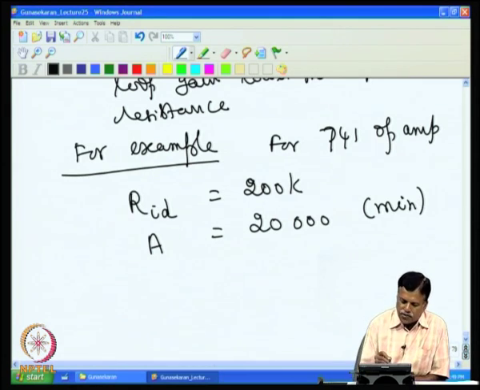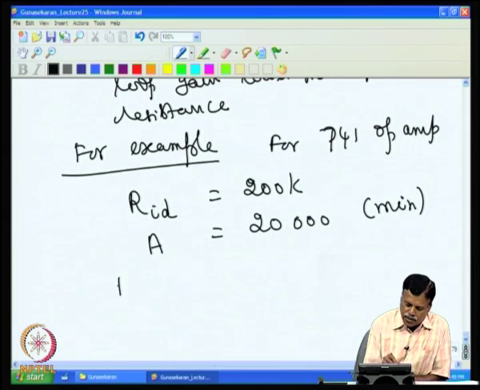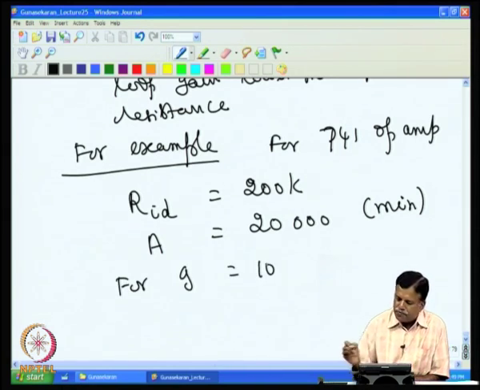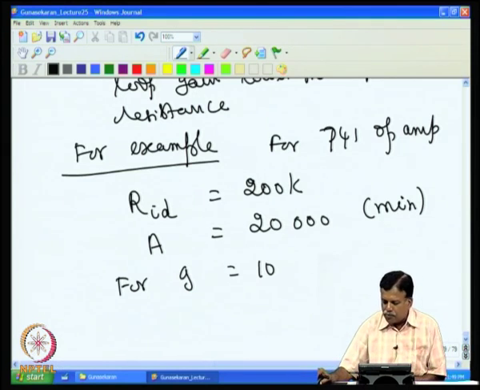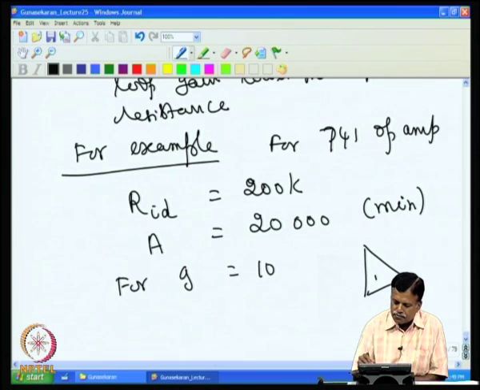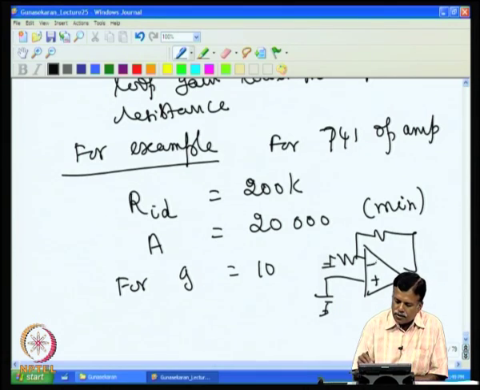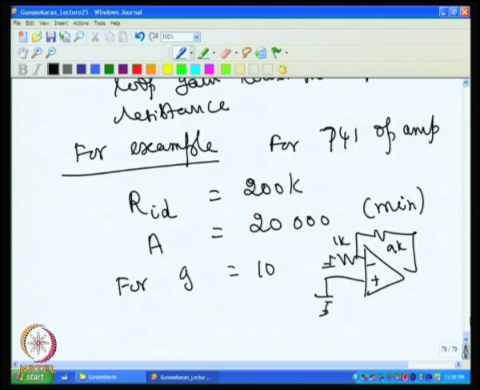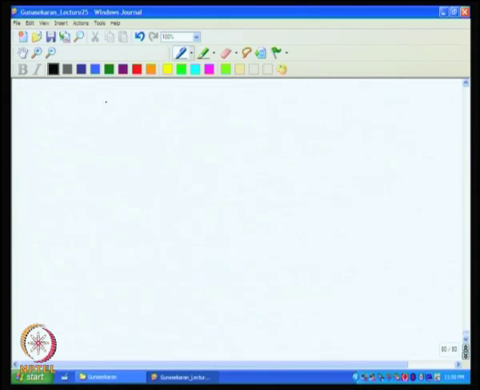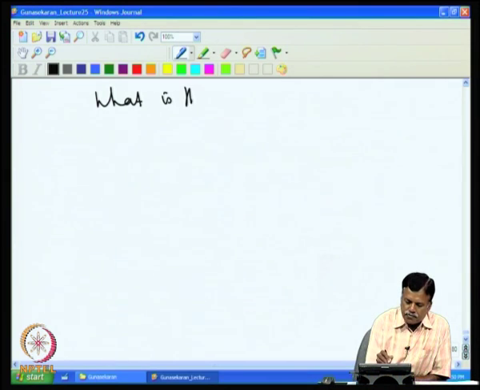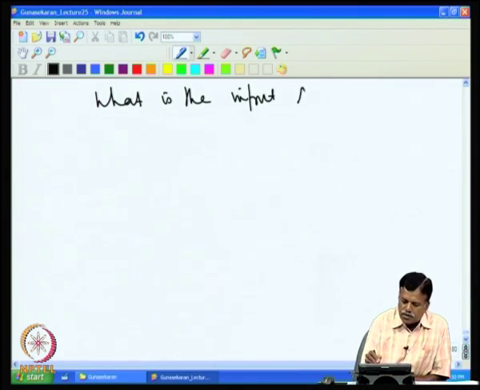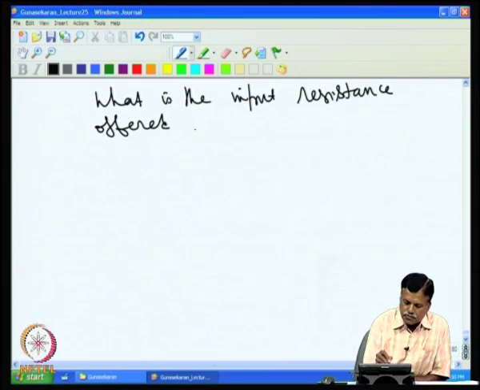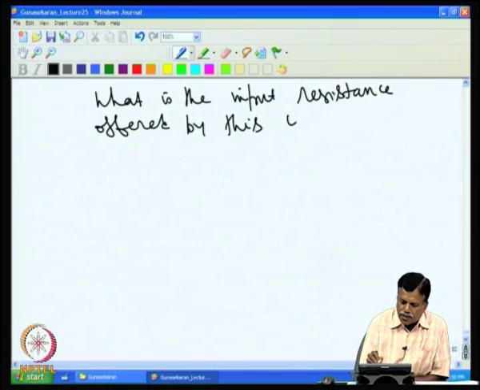Then suppose for this case I put a gain of 10, that is G equal to 10, and use a non-inverting amplifier like this, with 9K and 1K here, that means gain 10. Then what is the input resistance offered by the 741, the input resistance offered by this circuit?